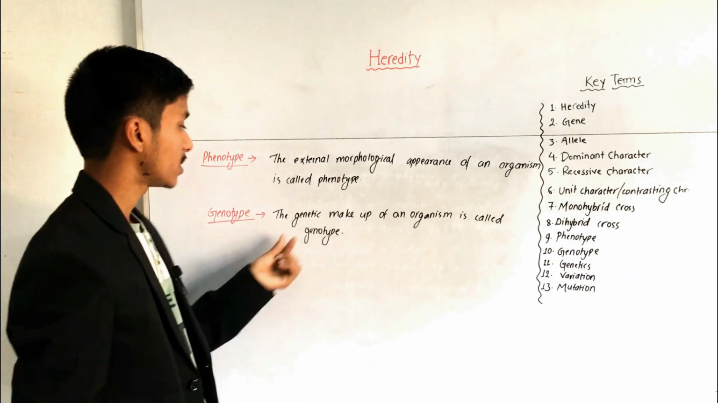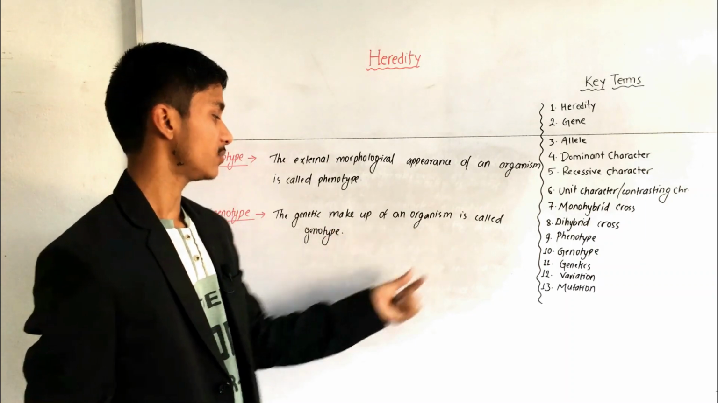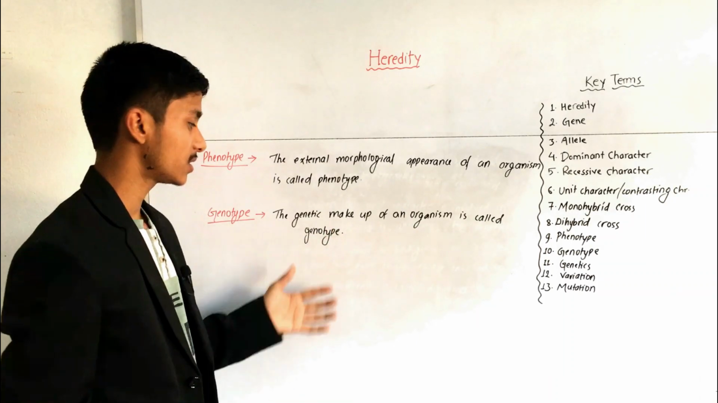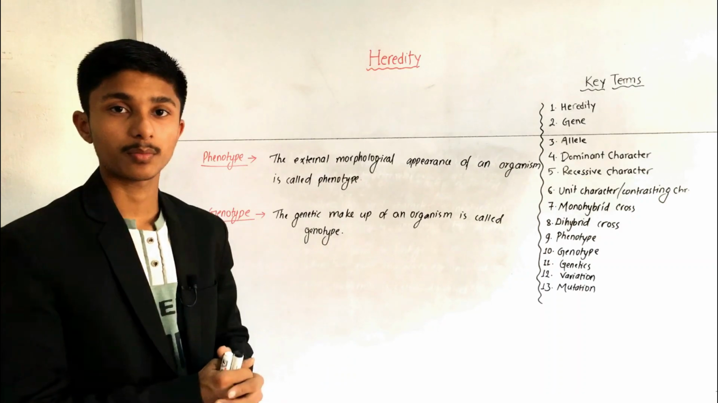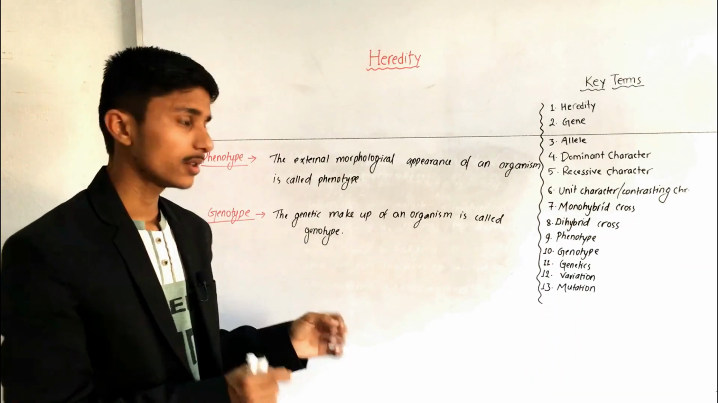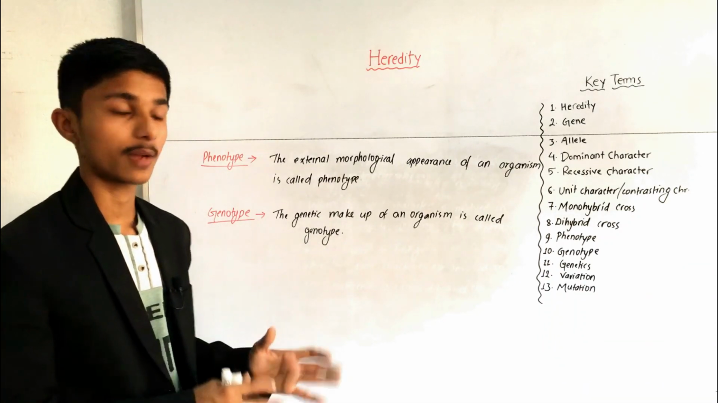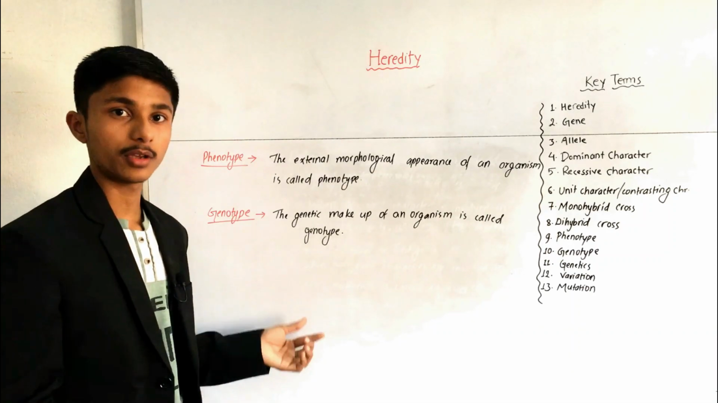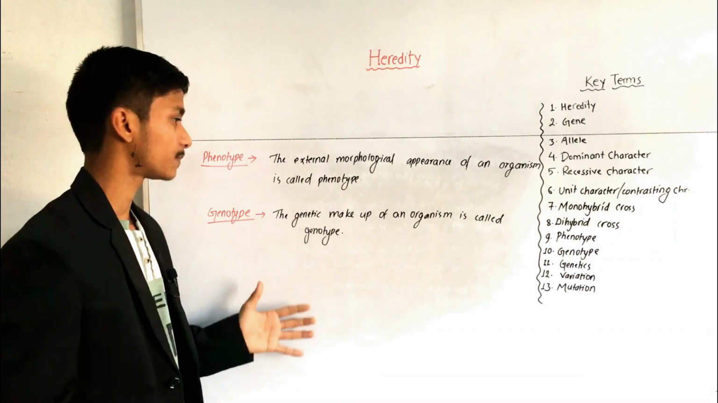And genotype means the genetic makeup of an organism is called genotype. It means the genetic makeup inside the cell. What type of? Tall means pure tall. I have given an example of genotype.